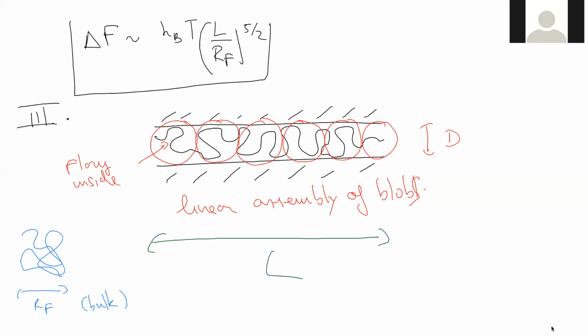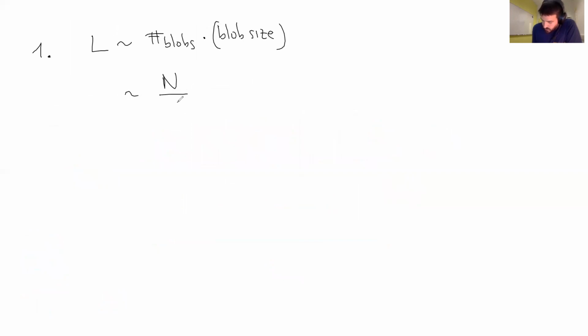We just do same as before. We take the number of blobs, which is n divided by j, multiplied by the size of the blob. Yes, exactly. So the number of blobs you told me is n divided by j, and the size of a blob is now d. And g, we should remember, is connected to d over a to the power 5/3, so that we recover the Flory regime inside one blob. So that is exactly that.